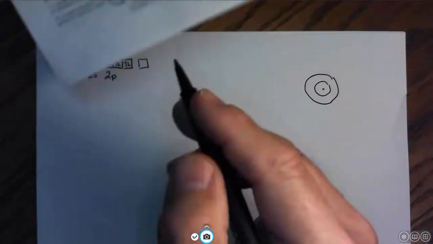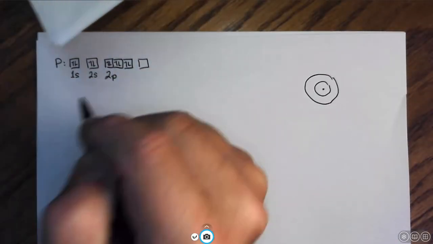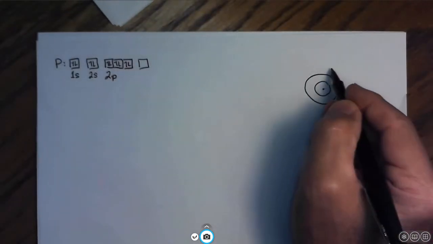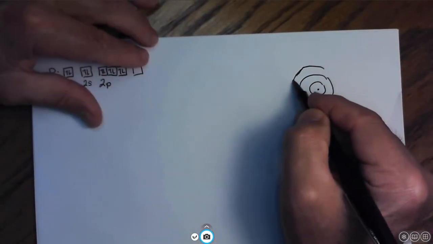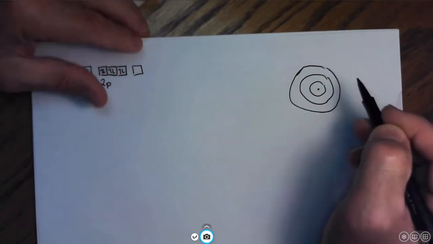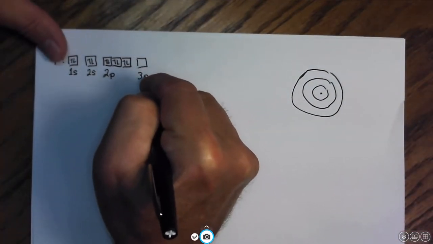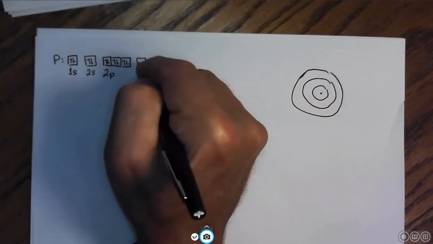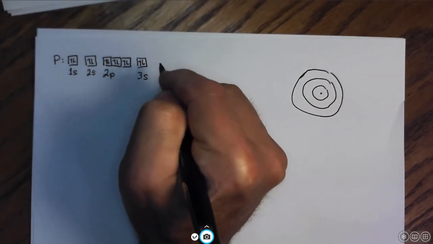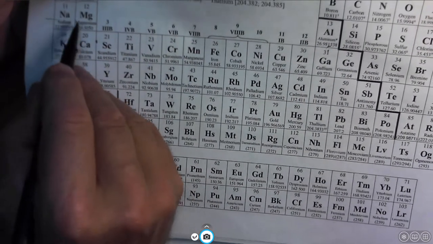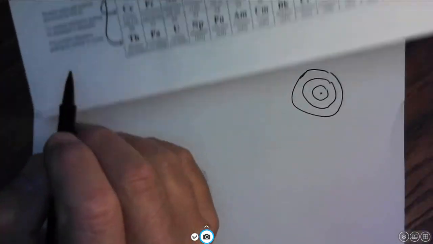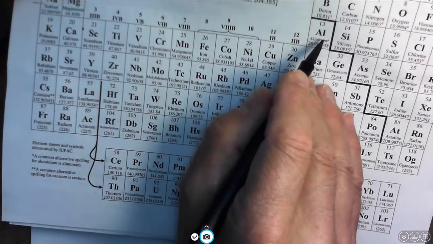2 elements, 2 electrons. This is the 3rd period on the periodic table, so we're in the 3rd electron energy level of the atom. So that's 3s, and we're going to have 2 electrons in 3s. Sodium and magnesium represent the position of those 2 electrons.